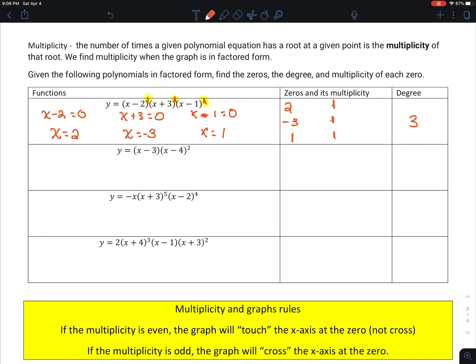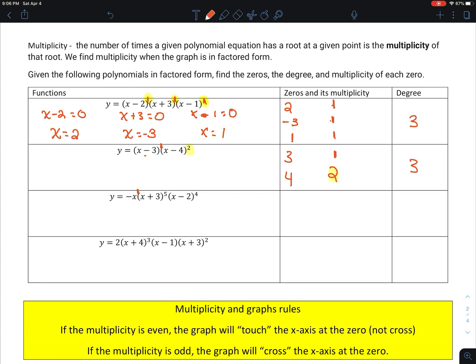Okay, if we look at the next one, how many zeros does it have? It has 2 zeros. It has a 0 at 3 and a 0 at 4. So the multiplicity at 3 is 1 because there's an understood 1 there, and the multiplicity of 4 is 2. So what is the degree of this polynomial? The degree of this polynomial is also 3. Okay? So we're going to look at the next one.